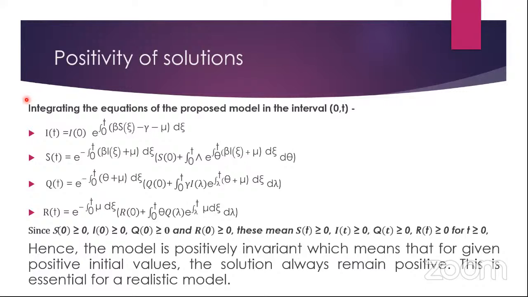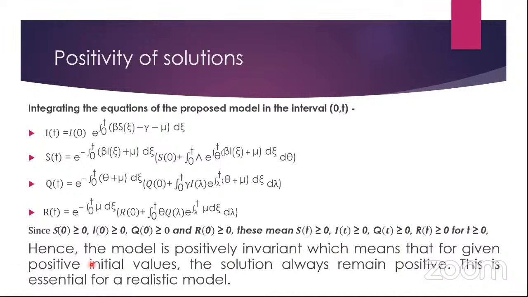Now we see the positivity of the solutions. After integrating the equations of the proposed model in the interval 0 to t, we get I equals I0 times e to the power integral from 0 to t of beta S minus gamma minus mu d zeta. And similarly for S, Q, and R. And since from each of these we can see that if the initial conditions are non-negative, then they all remain non-negative for all time t greater than or equal to 0.